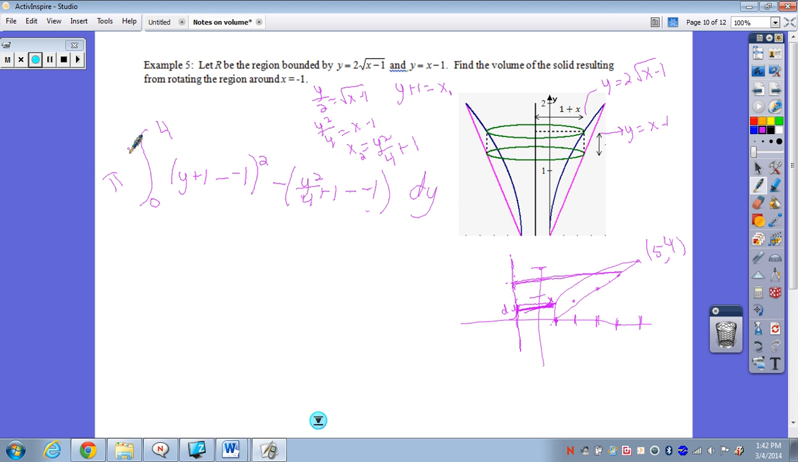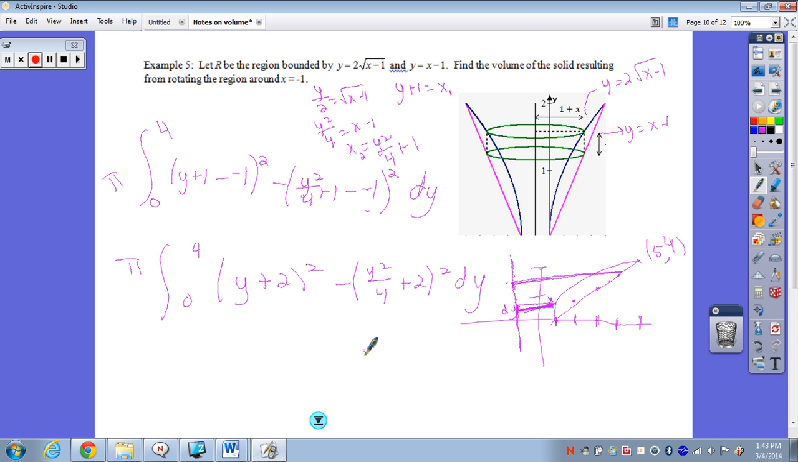And the reason we don't have to do this when it's the x-axis or the y-axis is because those are the lines x equals 0 and y equals 0, so we're just subtracting 0, so it doesn't matter. And so it always helps to kind of condense these a little bit. So we get (y plus 2) squared minus (y squared over 4 plus 2) squared, I forgot the squared up here, dy. It kind of helps to condense them before you put it in your calculator.